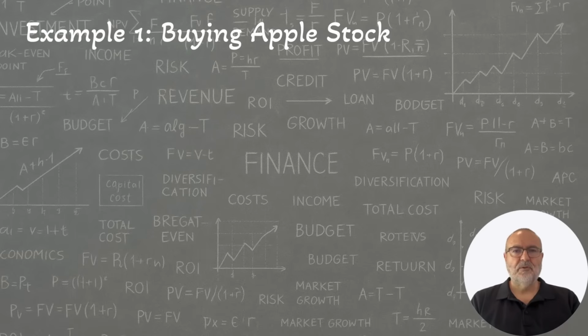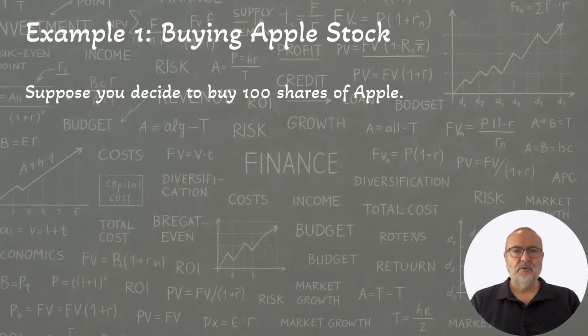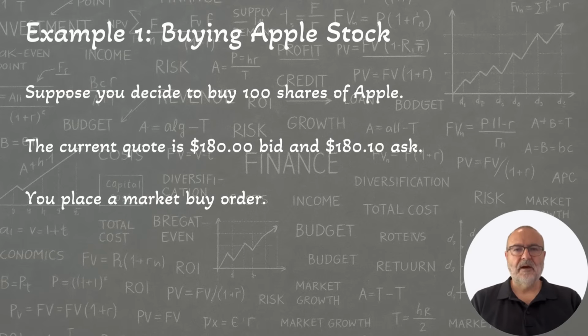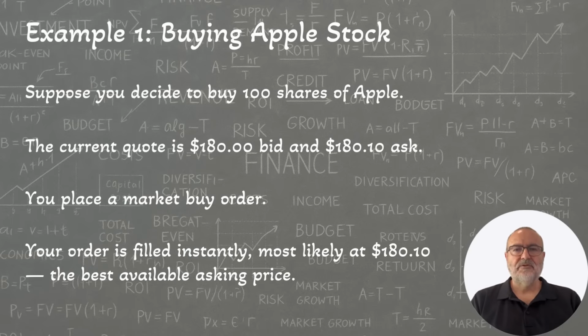Let's look at two examples to make this clear. Suppose you decide to buy 100 shares of Apple. The current quote is $180 bid and $180.10 ask. You place a market buy order. Your order is filled instantly, most likely at $180.10, the best available asking price.